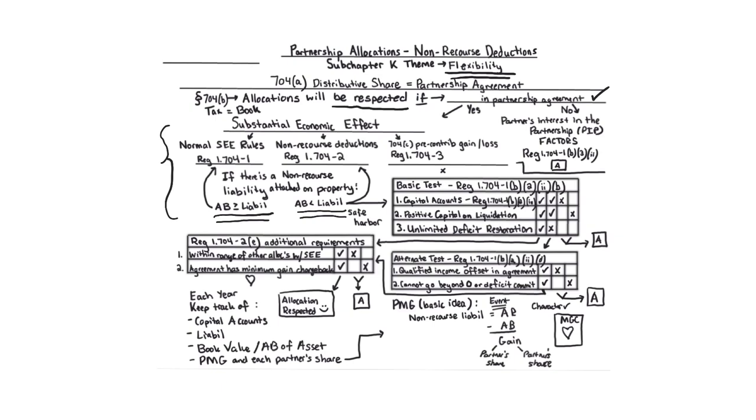Just continuing on, let's say that we're in a year where we have non-recourse deductions, Reg 1.704-2 controls. Well, there's a safe harbor, and the safe harbor is found in 1.704-2(e). Now, the reason why the safe harbor is so important is because we do not want the partner's interest in the partnership to apply. Why? Because it's all about certainty. Certainty is the name of the game, especially when you have non-recourse deductions.